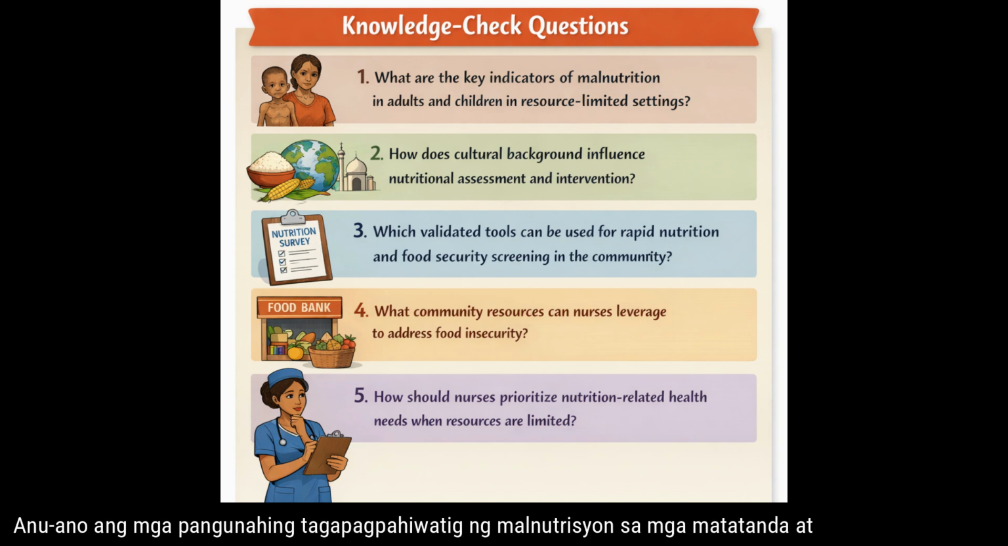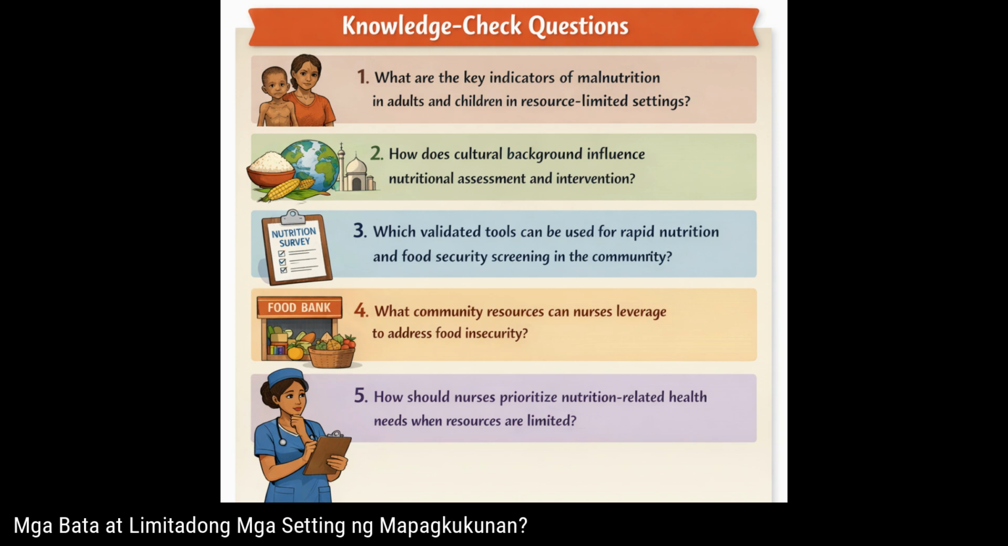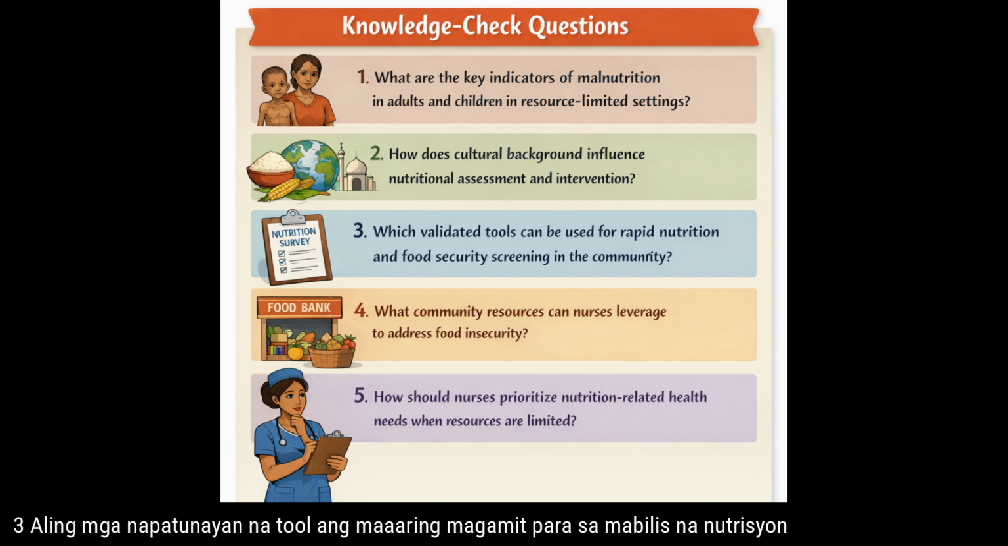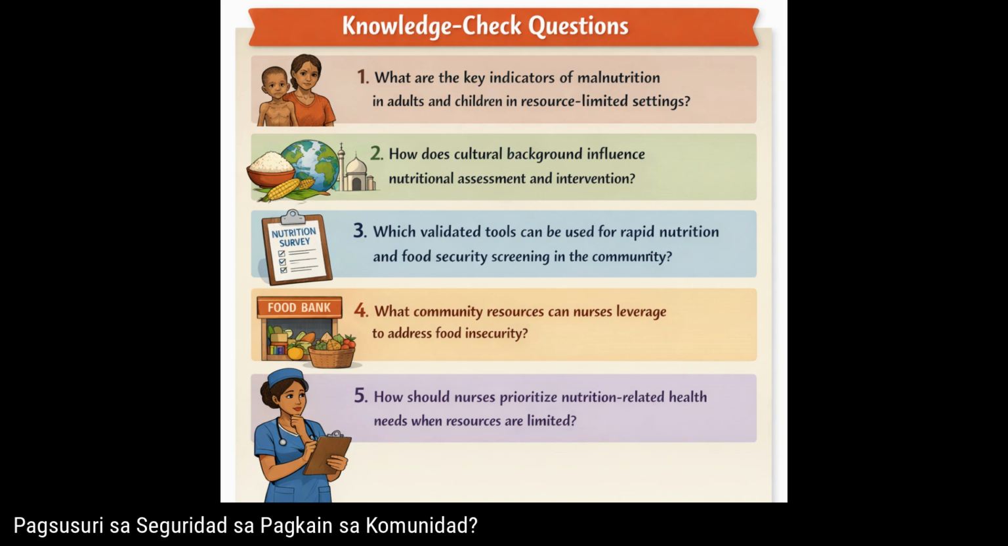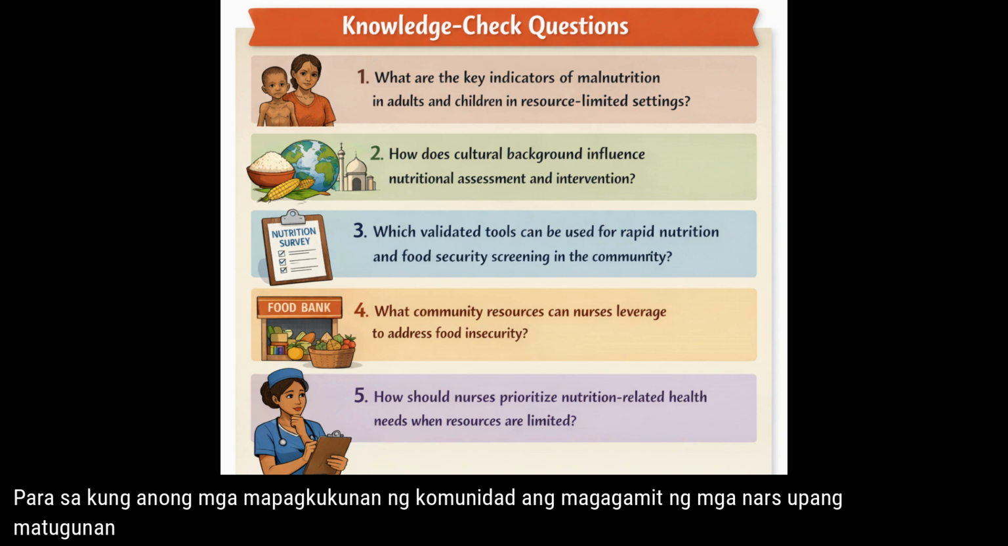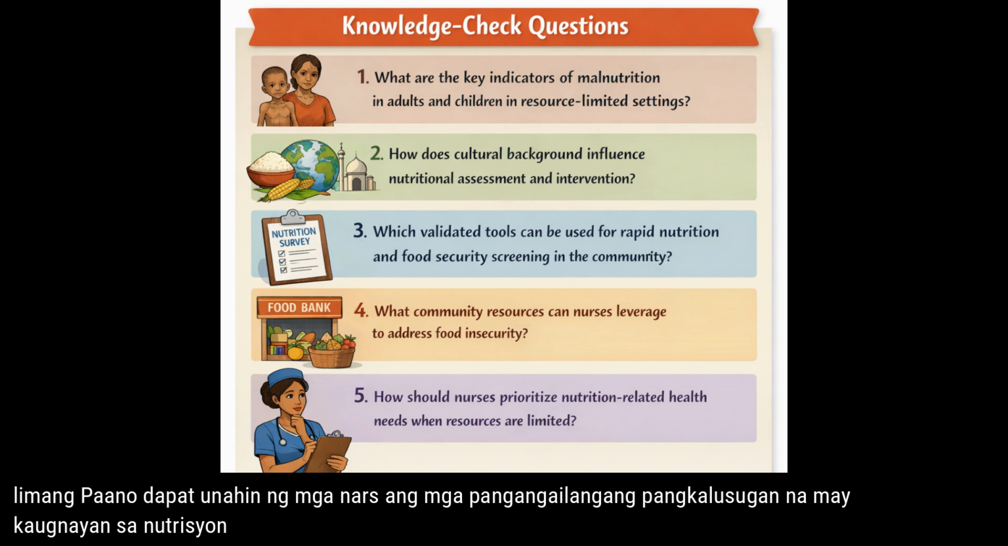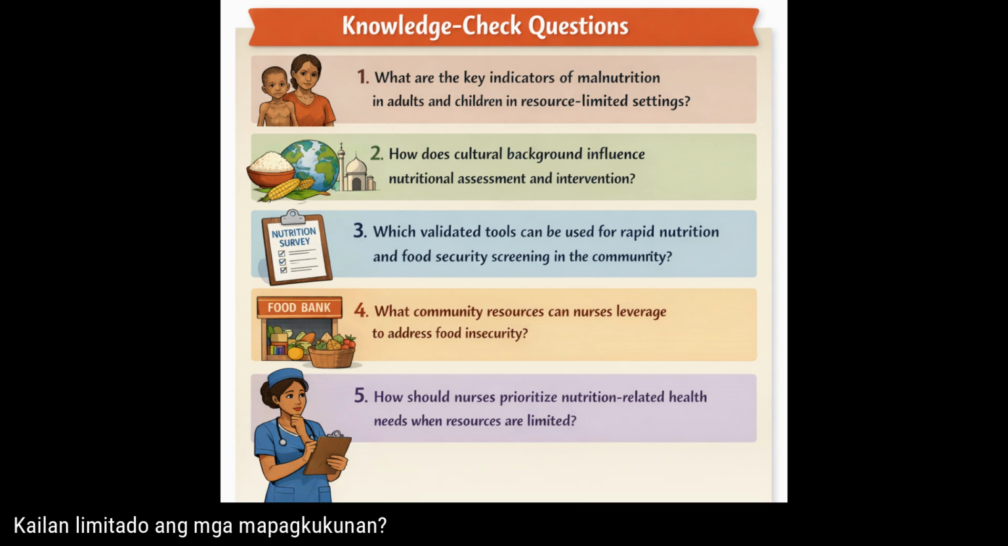1. What are the key indicators of malnutrition in adults and children in resource-limited settings? 2. How does cultural background influence nutritional assessment and intervention? 3. Which validated tools can be used for rapid nutrition and food security screening in the community? 4. What community resources can nurses leverage to address food insecurity? 5. How should nurses prioritize nutrition-related health needs when resources are limited?